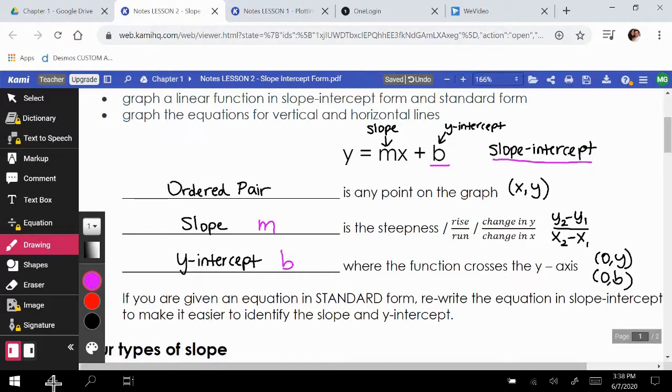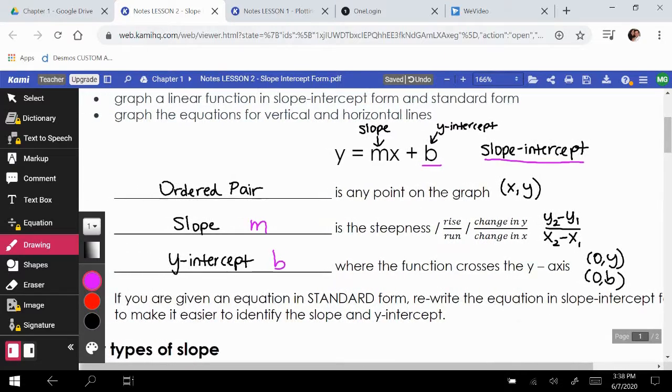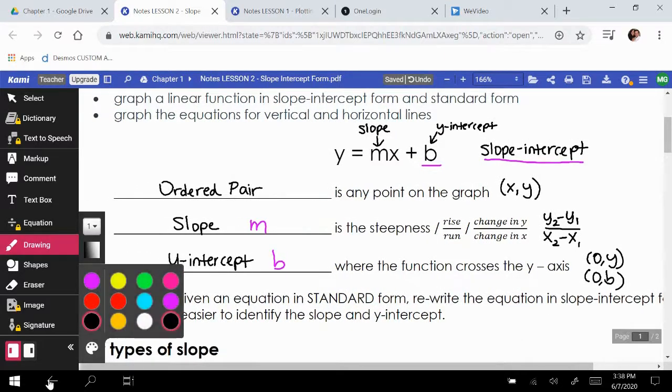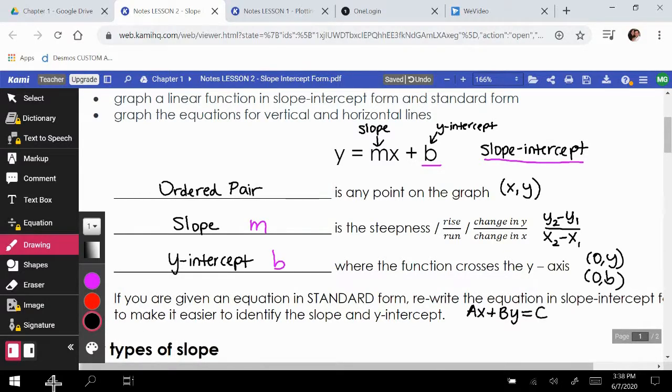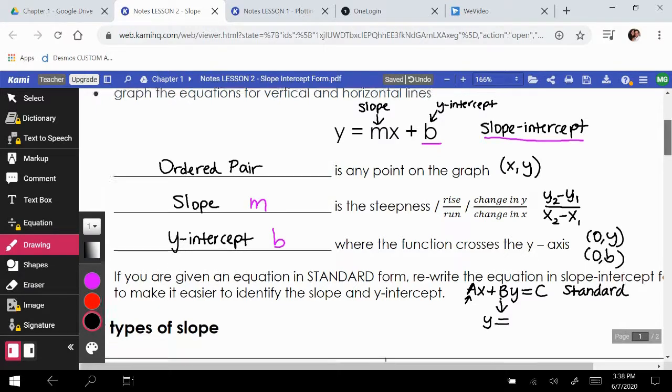Please note, if you are given an equation in standard form, you need to rewrite the equation in slope-intercept form to make it easier to identify the slope and the y-intercept. So if you have a function in the form ax plus by equals c, that's called standard form, and that's not very helpful for graphing a linear function. In standard form, your a and b values will be constants that are integers, and a should always be positive. Again, I don't like standard form, so if you have standard form, you're going to rewrite it, solve for y in order to easily identify the slope and the y-intercept.